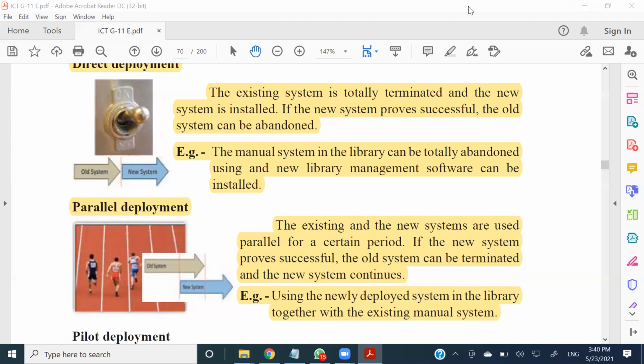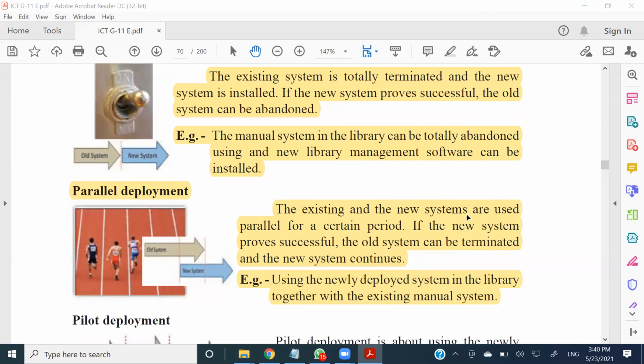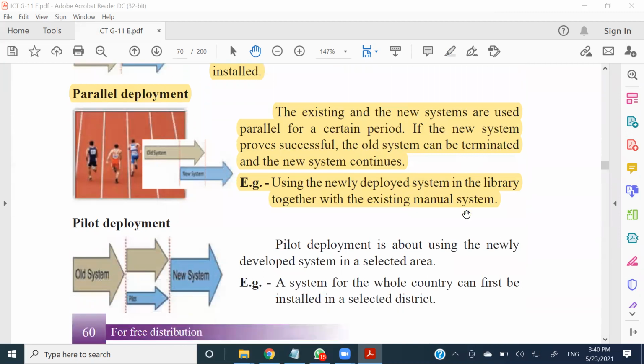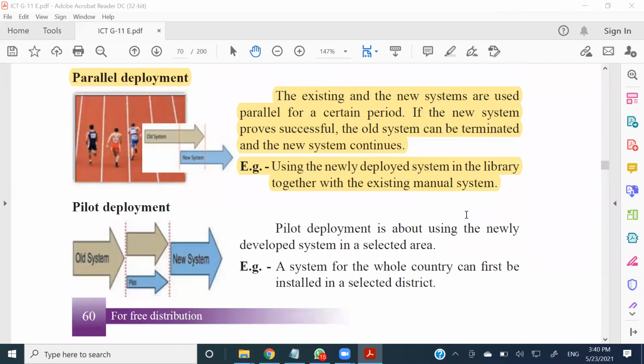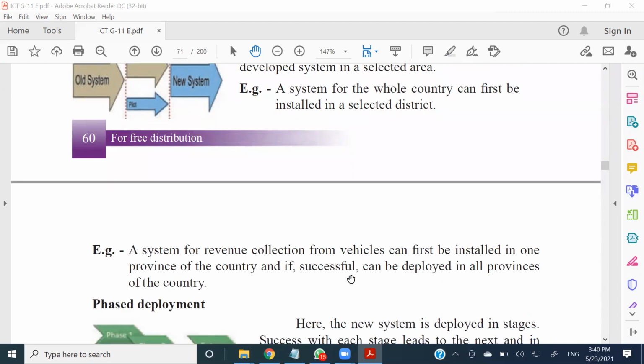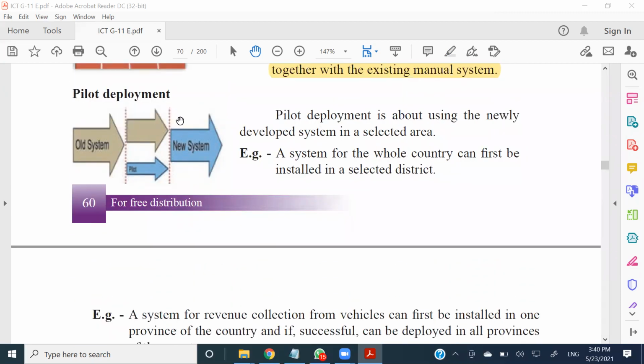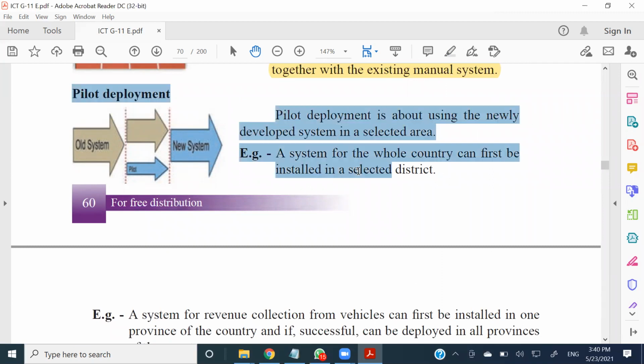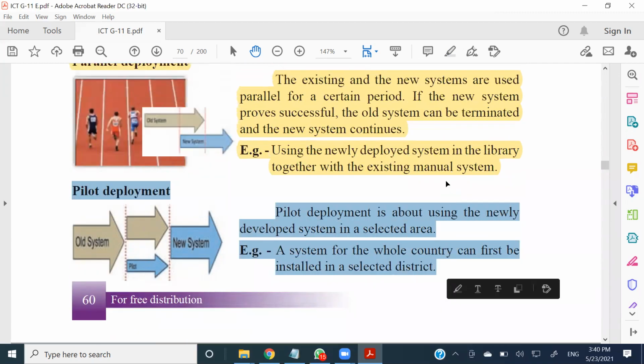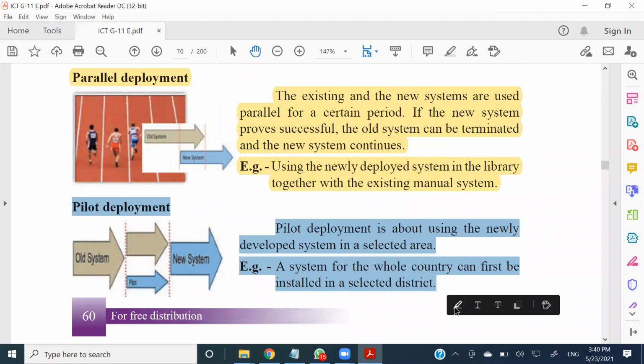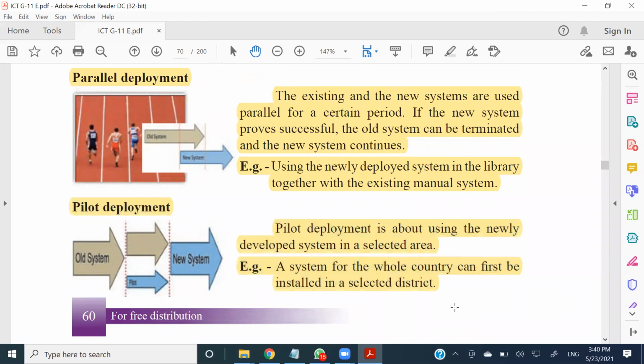Right. Are we done? Okay. I'm moving to the pilot deployment. And you know what to be written, right? So yes, these things plus the things in the next page as well, right?